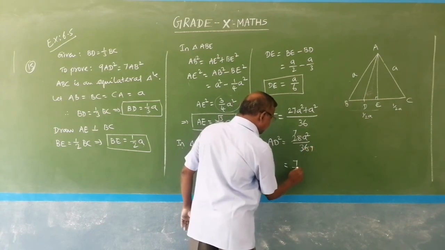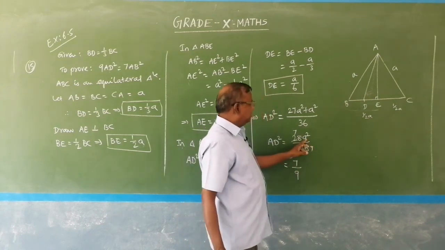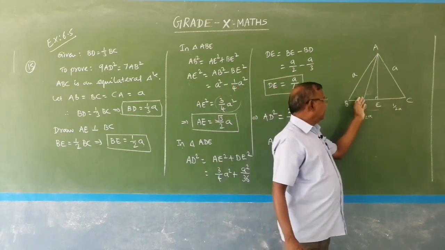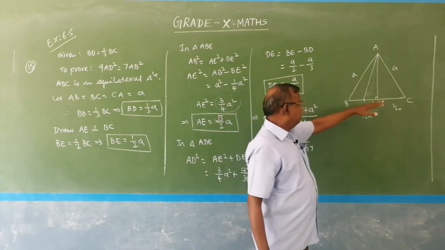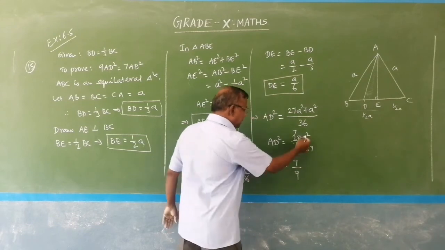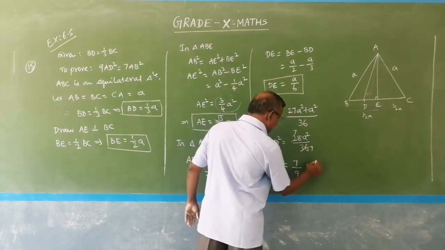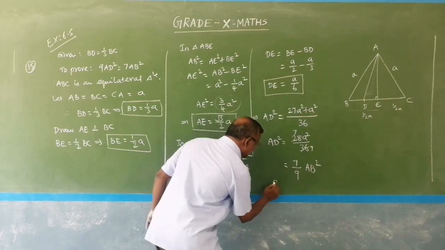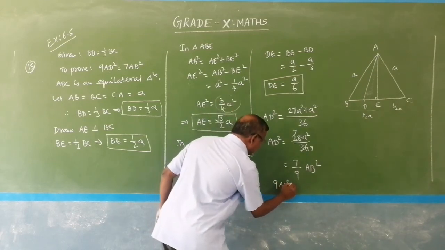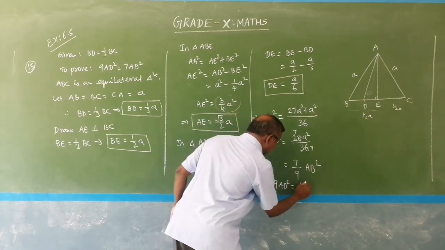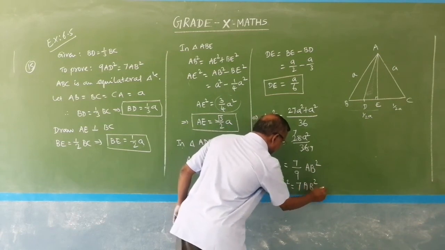So 7 by 9. Instead of A square you can put any one of the sides, because A is either AB, BC or AC. So I can replace it by AB. So A square means AB square. Now this is 9 AD square equal to 7 AB square. Hence proved.